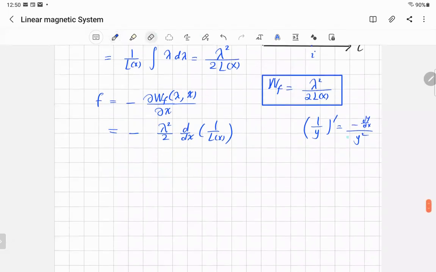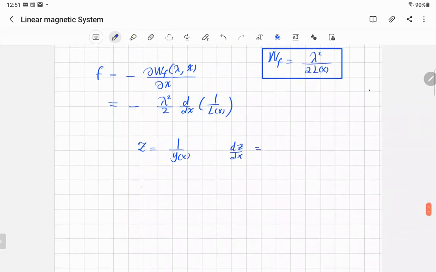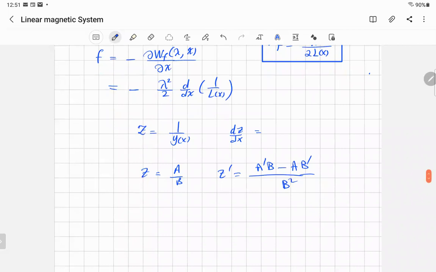Okay. Yeah. So let's say that z is equal to 1 over y of x, and you want to find dz by dx, the differential with respect to x. So according to the rule of differentiation, if you have a over b, z dash will be equal to the differentiation of the top, a dash, times the bottom, minus a times the differentiation of the bottom, divided by the square of the bottom. The quotient rule, right? Do you know that or not? Yes, all right. Now, if you have a equal to 1, a constant, what's the differentiation of a constant?